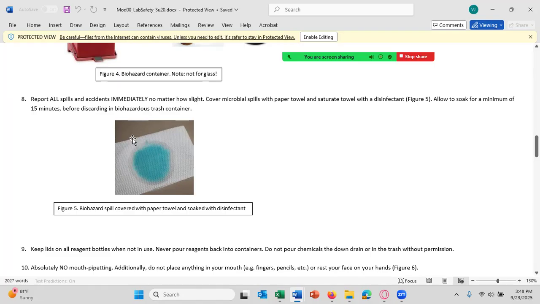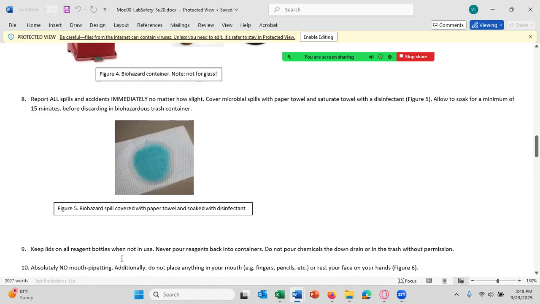If there's broken glass in it, you will pull off the paper, discard the paper, and then pick up the broken glass with the broom and the dustbin. Meaning, don't handle broken glass with your fingers. And then put the broken glass in the broken glass container. Everything else should be in the biohazard container.